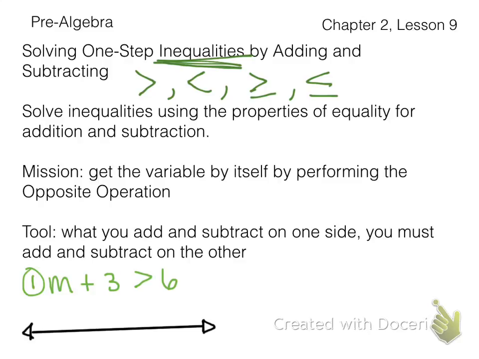We have m plus 3 is greater than 6. So to get m by itself, I'm going to do the opposite operation. So I'm going to minus 3 on both sides, minus 3 on both sides. M is greater than or equal to 3.